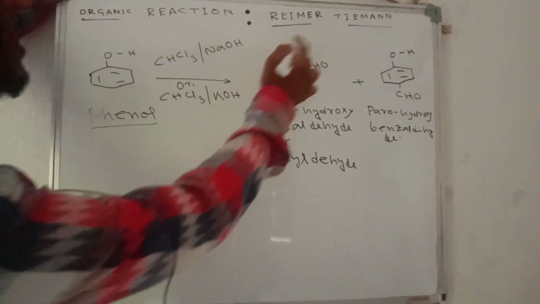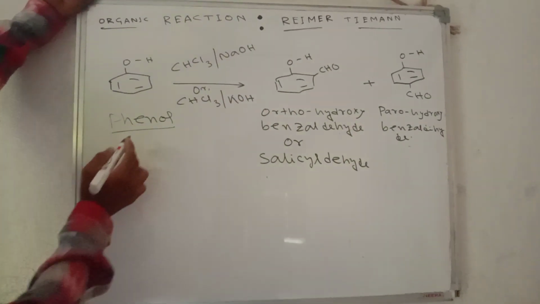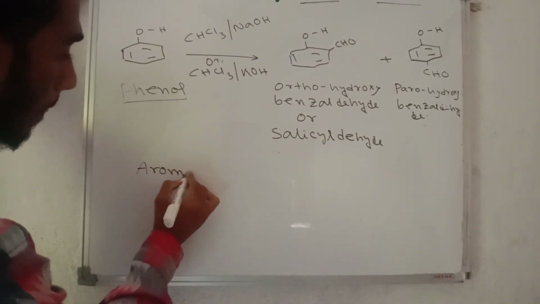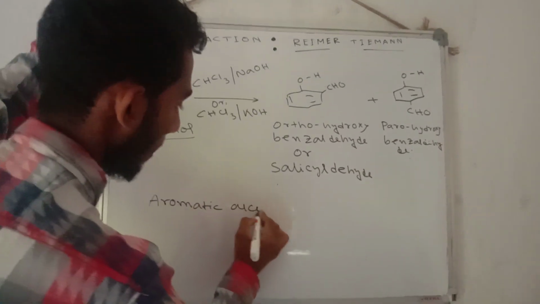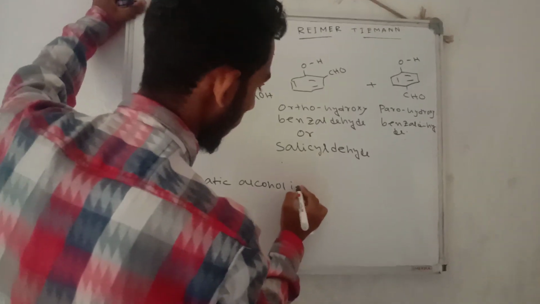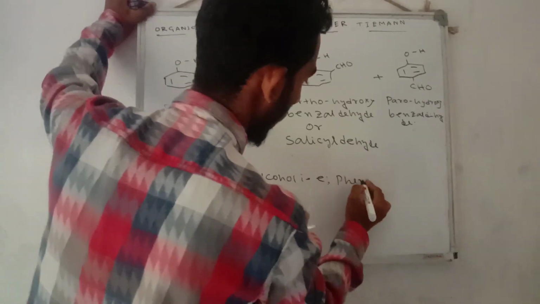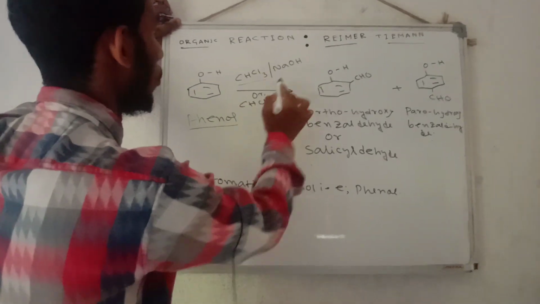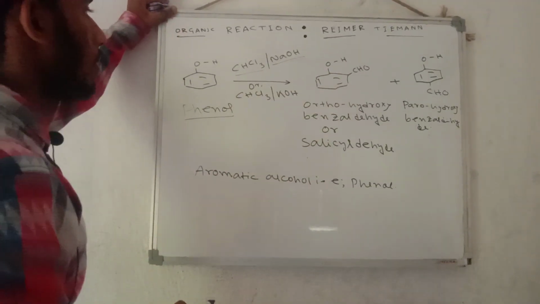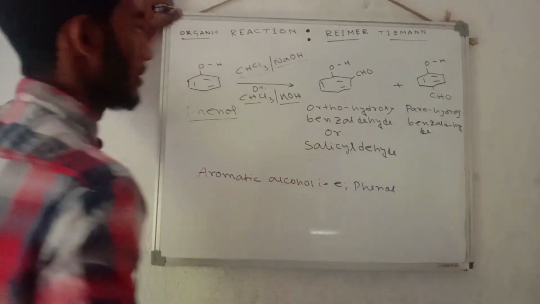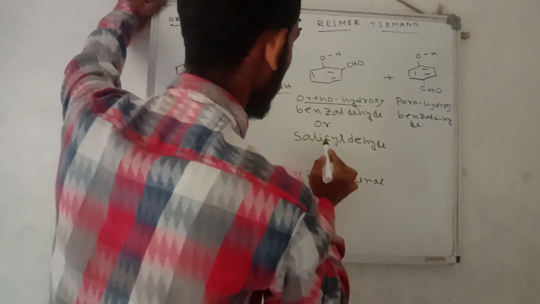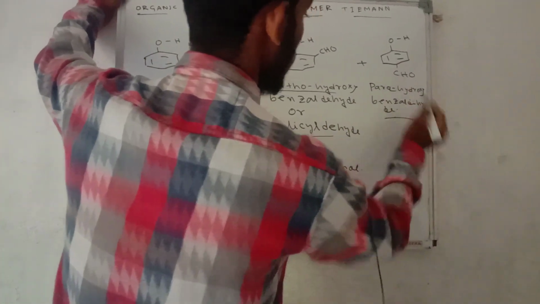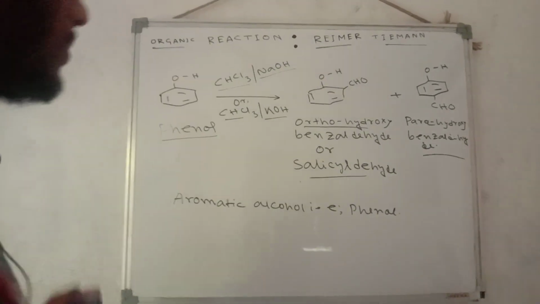Discussed the organic name reaction, the Reimer-Tiemann reaction. In this reaction, the substrate is mainly an aromatic alcohol, that is phenol. If we treat phenol in the presence of chloroform and sodium hydroxide, or chloroform and potassium hydroxide, we will get ortho-hydroxybenzaldehyde, that is salicylaldehyde, and para-hydroxybenzaldehyde. Let us see the mechanism of this reaction.